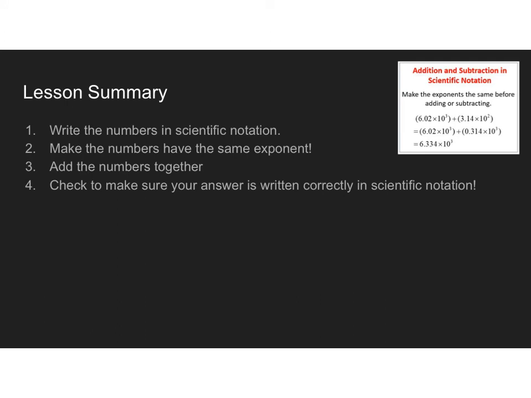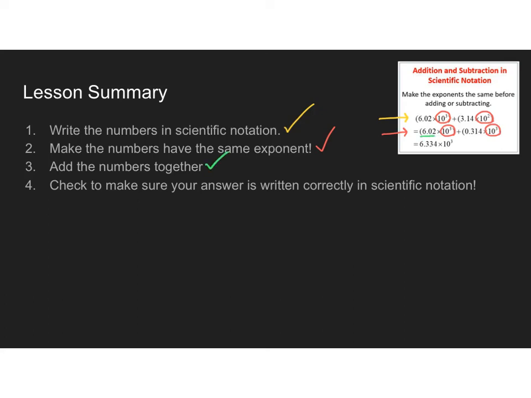When you are adding or subtracting in scientific notation, these are your steps. The first thing you need to do is write your numbers in scientific notation. You'll see off to the side right here, these numbers are written in scientific notation. The second thing you need to do is make sure they have the same exponent. Sometimes they will, sometimes they won't. This was 10 to the 3, this was 10 to the 2, so this person made them both 10 to the 3. Okay? From there, you add your numbers together.